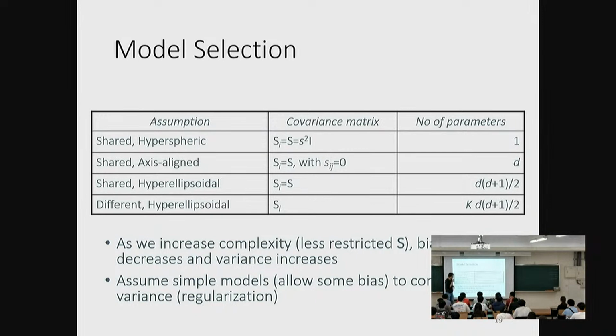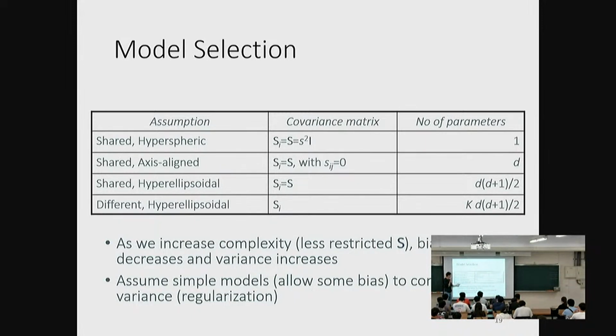Shared axis-aligned means everybody shares the same covariance matrix that is diagonal. Off-diagonal is 0. You need to estimate only d parameters. Then there's shared but hyperellipsoid. It actually does model the correlation between the features. All the classes have the same covariance matrix, but you don't assume the off-diagonals are 0. Then you have d times d plus 1 divided by 2 parameters to estimate.